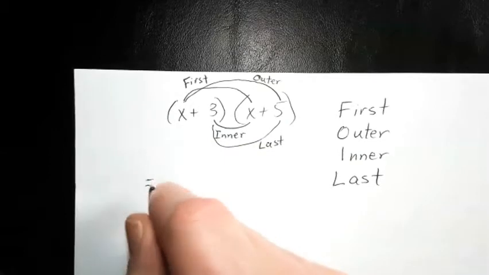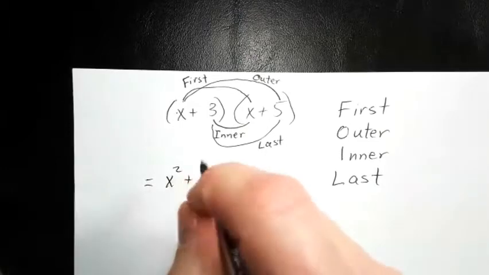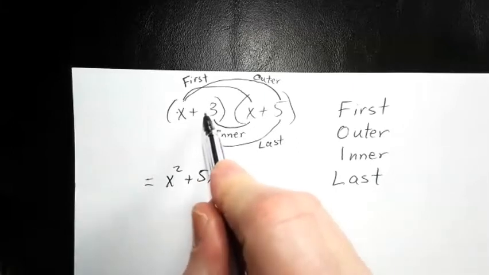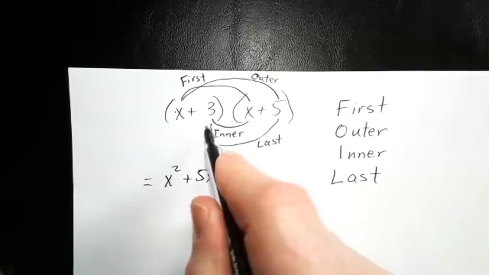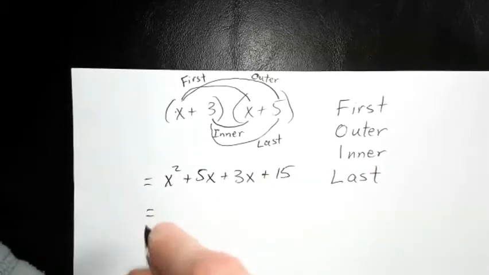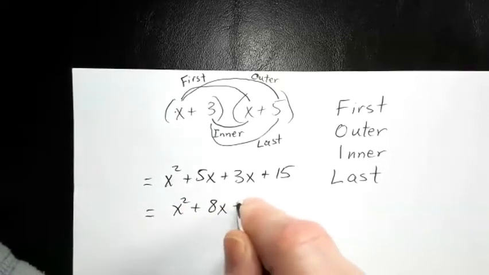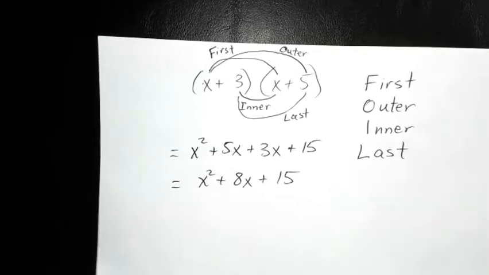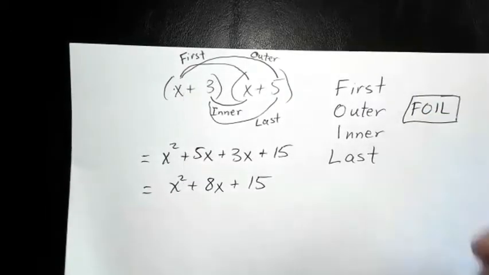So now I write down what I've got. The first, x times x is x squared. X times 5 is positive 5x. Inner, positive 3 times x is positive 3x. And then last, plus 3 times plus 5 is plus 15. And then the very last step is to add the like terms, 5x and 3x. And there we are, done. Okay? So that's FOIL. First, outer, inner, last.